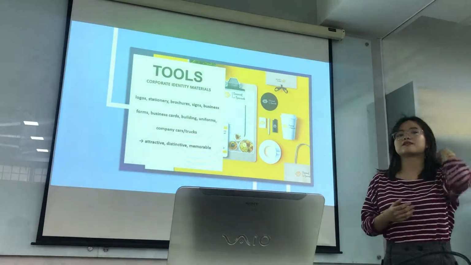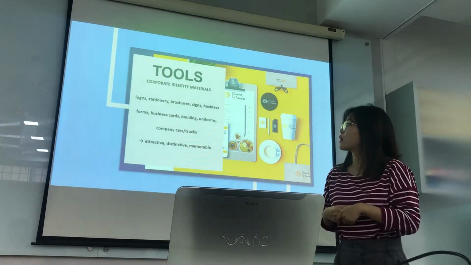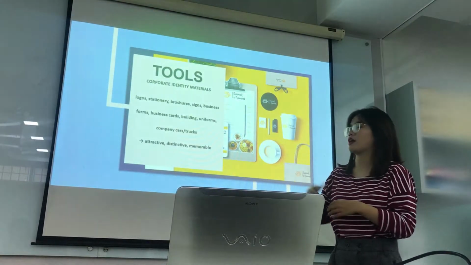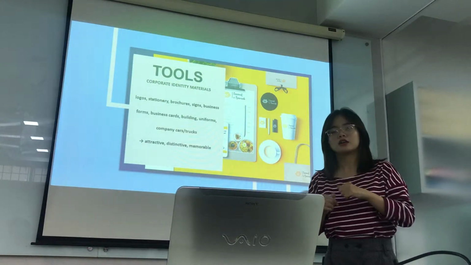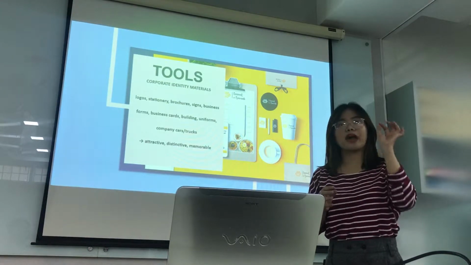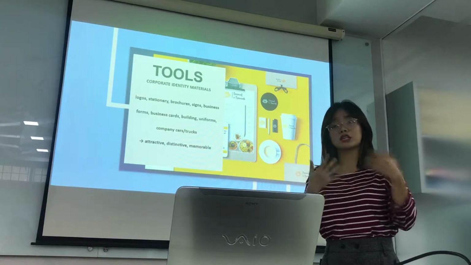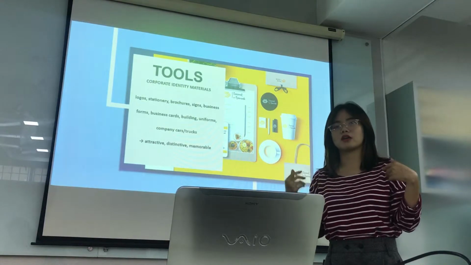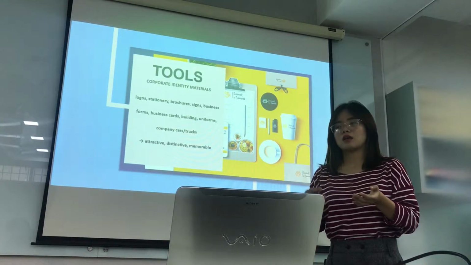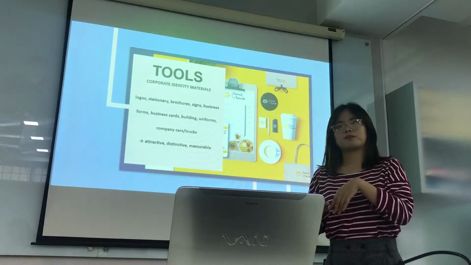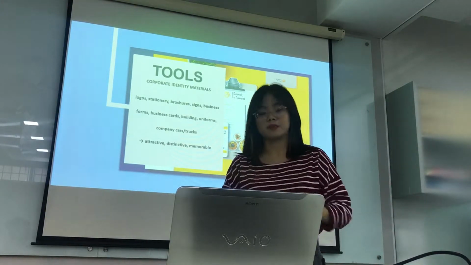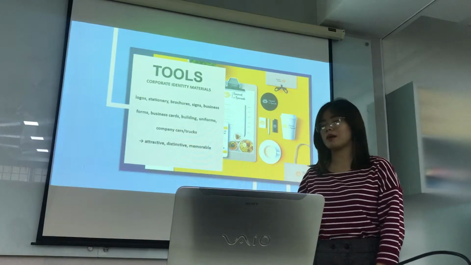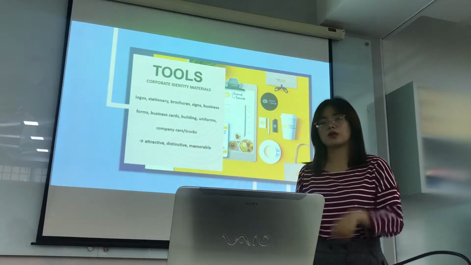And the next tool that I want to talk about is the corporate identity material. So this is quite familiar to you guys, since it includes logos, stationery, brochures, signs, or anything that has a sign of the company on it. As an example, ISB has pens or hats or shirts that print the logo on them, so that when people wear or use them, they can subtly promote the name of ISB. So this is considered an attractive, distinctive, and memorable way of doing PR.